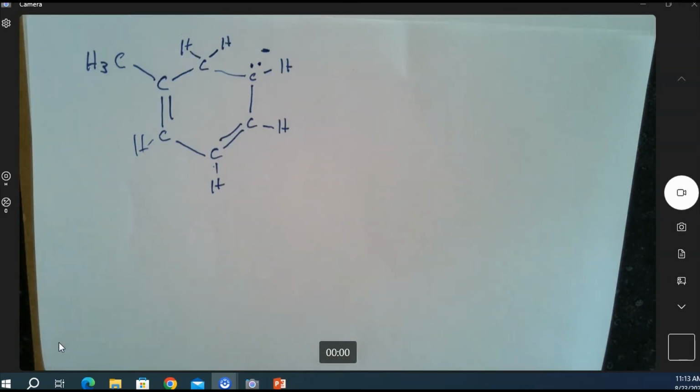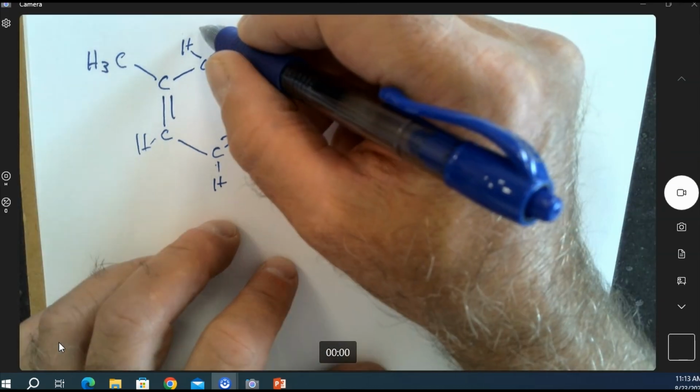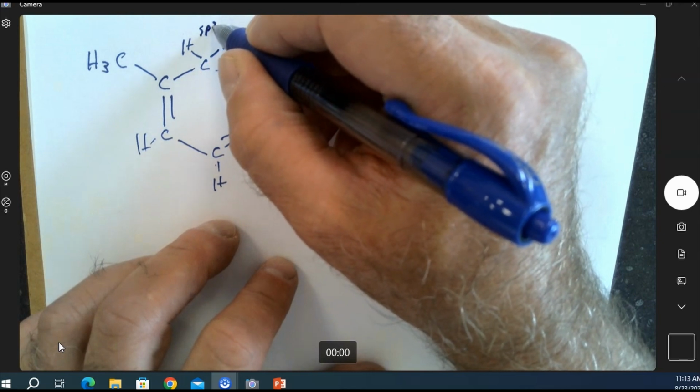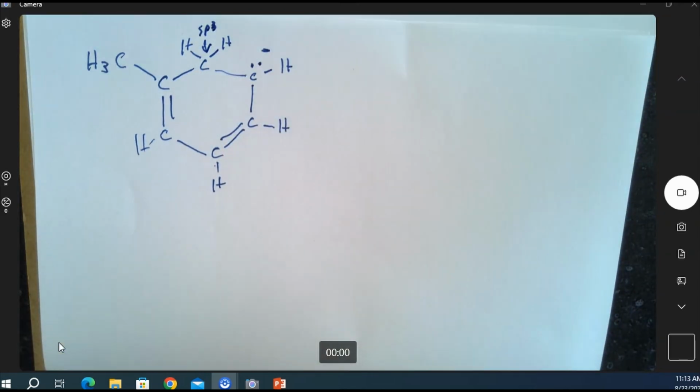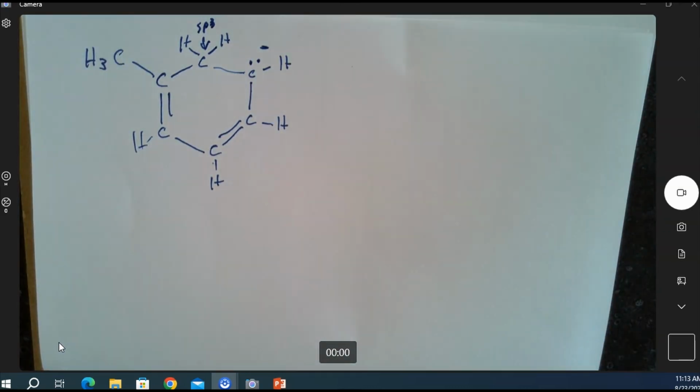So here is a negative charge. What can happen with this thing? Here's a good example. This carbon here is sp3 hybridized. So I can't move the electrons there and form a double bond, because then I'd have a carbon with 5 bonds. And what happens when you get a carbon with 5 bonds?